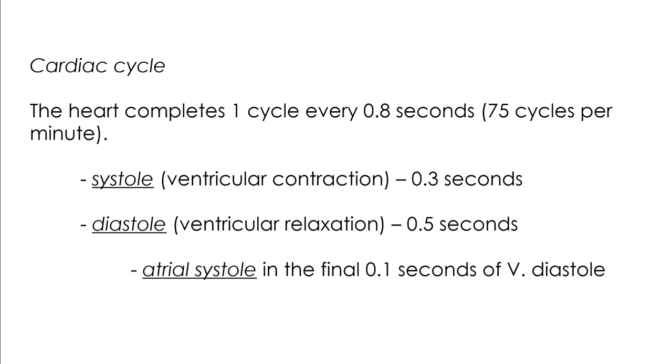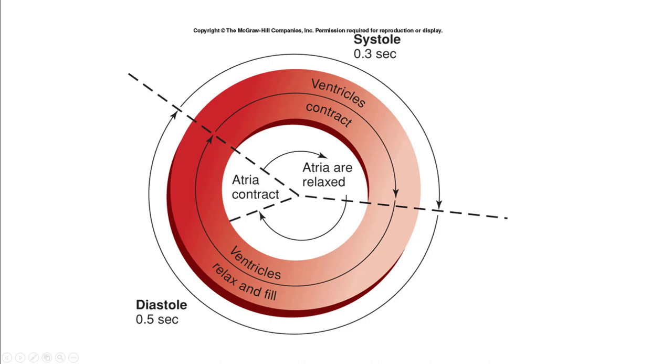Now, putting this into graphical form, it looks a lot like this. And this is basically our cardiac cycle in a graphical view. We have systole, our 3 tenths of a second. It shows you ventricles contracting. On the inside, it's showing you what the atria are doing here.